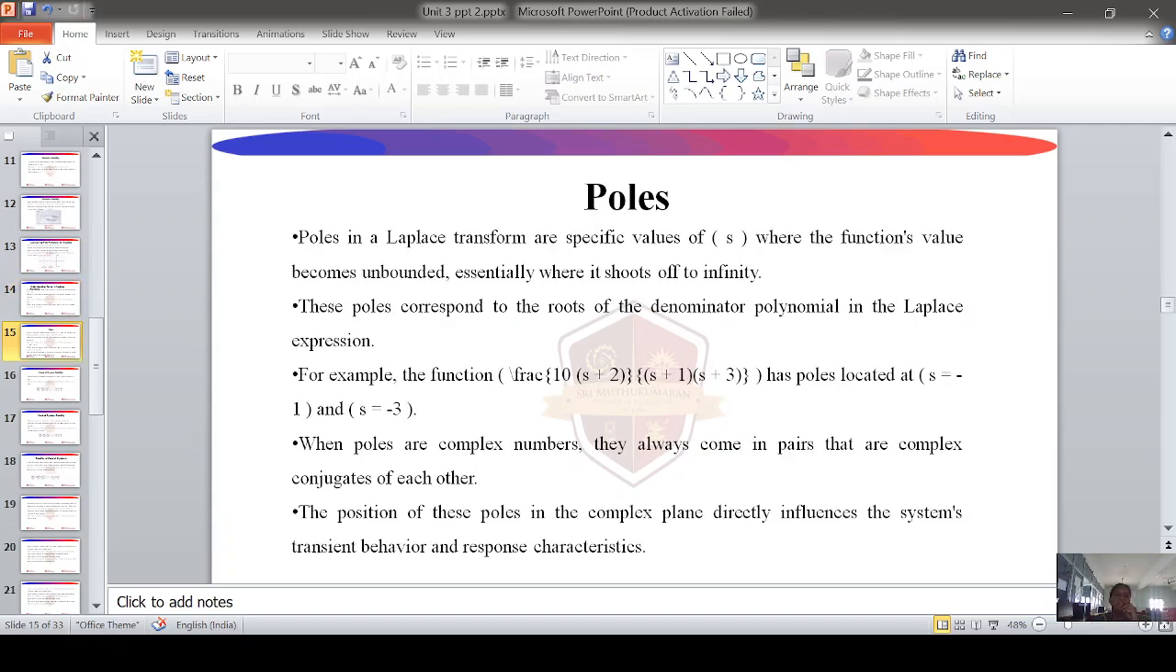Then poles. Poles in the Laplace transform are specific values of s where the function becomes unbounded, essentially where it shoots off to infinity. These poles correspond to the roots of the denominator polynomial in the Laplace expression. For example, the function 10 divided by (s plus 2)(s plus 1)(s plus 3) has poles located at the roots of the denominator, so p1 is equal to minus 2, p2 is equal to minus 1, p3 is equal to minus 3. When poles are complex numbers, they always come in pairs that are complex conjugates of each other.